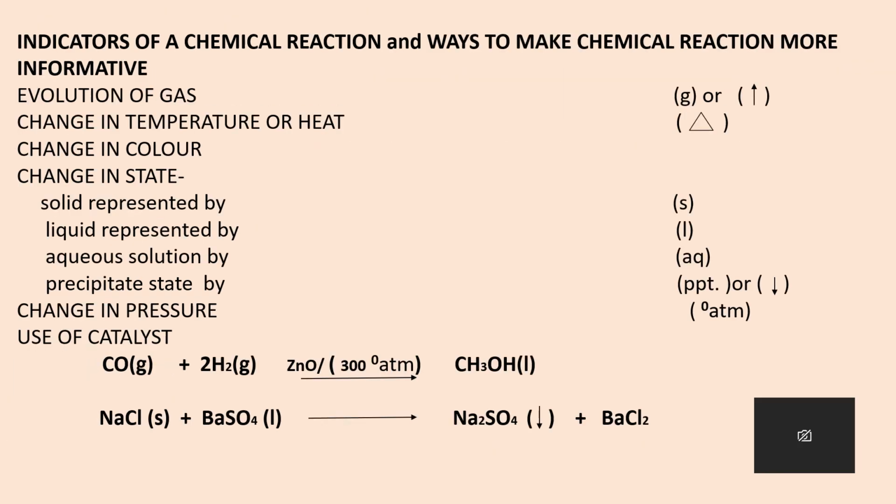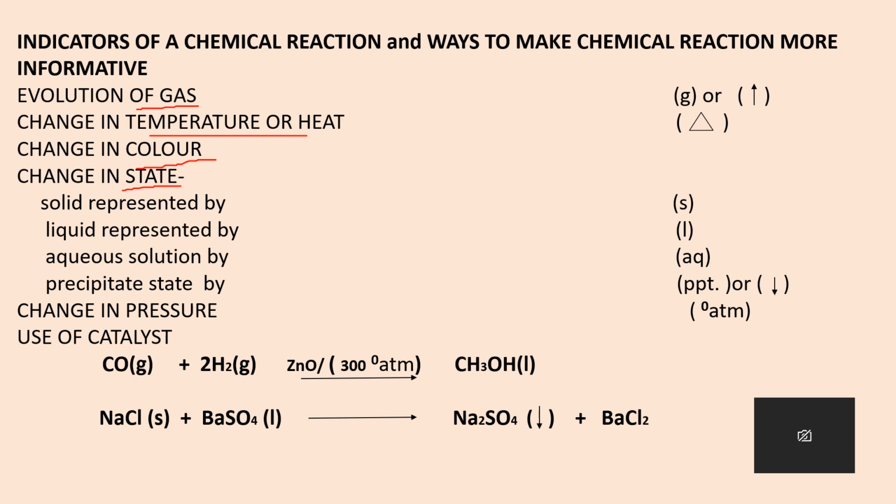Let us study about indicators of a chemical reaction. Indicators are signs that give us an idea that a reaction has taken place. First indicator is evolution of gas. The second is change in temperature or heat. The third is change in color of the substances. And fourth is change in state of a substance.